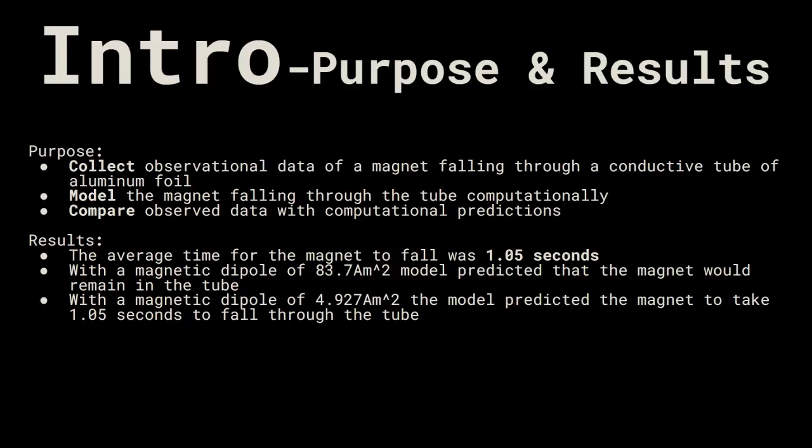So for our intro, we wanted to collect the observational data of a magnet falling through a conductive tube of aluminum foil, as well as model this interaction computationally and compare our computational and observed results. So we found that the average time for the magnet to fall was 1.05 seconds.